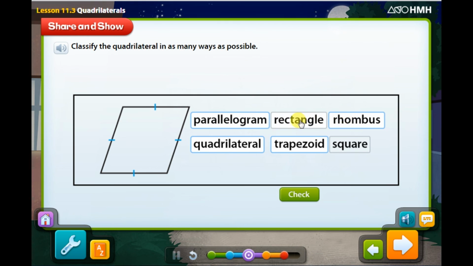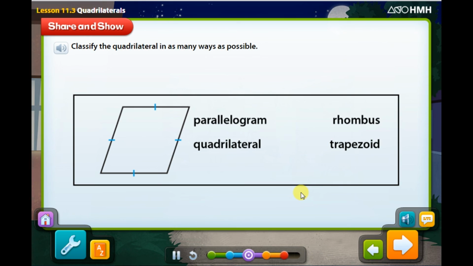Is it a rectangle? No, because it doesn't have 4 right angles. Is it a square? No, also because it doesn't have 4 right angles. So let's check and see. Good job! The shape can be classified as a quadrilateral, a trapezoid, a parallelogram, and a rhombus.